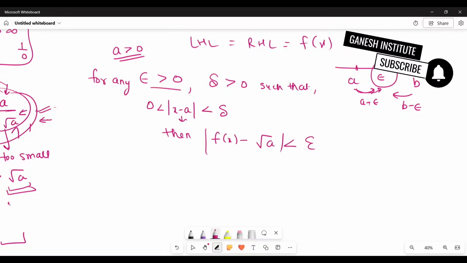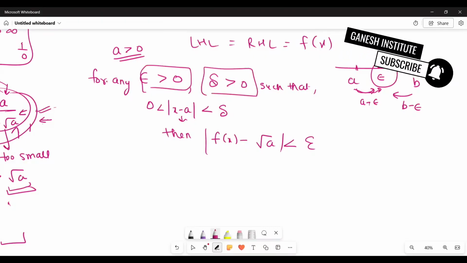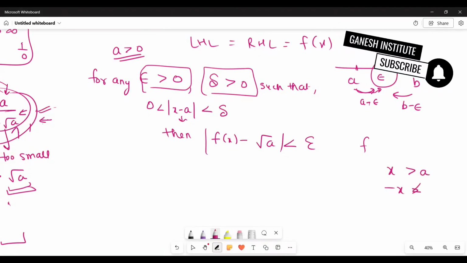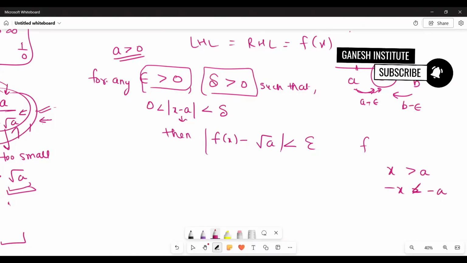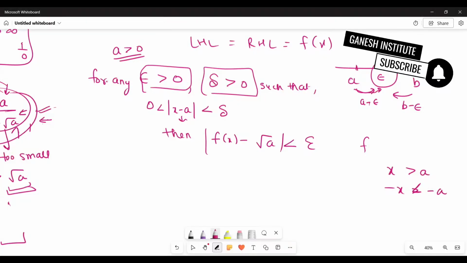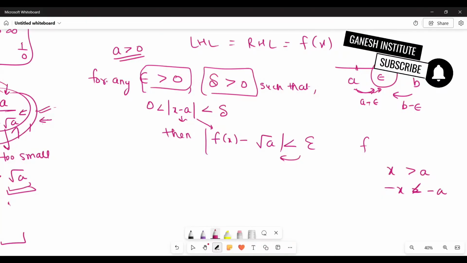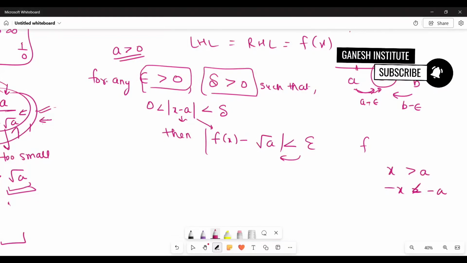So the definition says if you are considering more than zero values, and you know that the limit changes if it is x greater than a, and if you change the sign of the values, you multiply them with the negatives, then the sign of inequality changes, right? So if you have f(x) minus root a, then this has to be lesser than epsilon. And f(x) is root x. So you could also write modulus of root x minus root a, that is less than epsilon. Yes, this is what you have to consider.